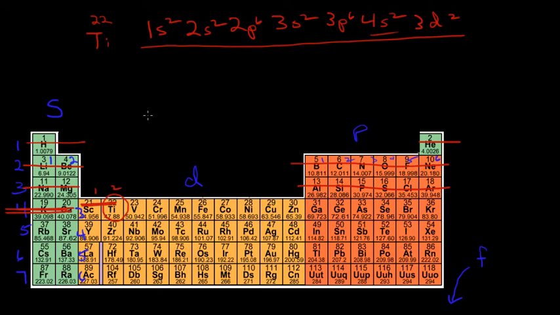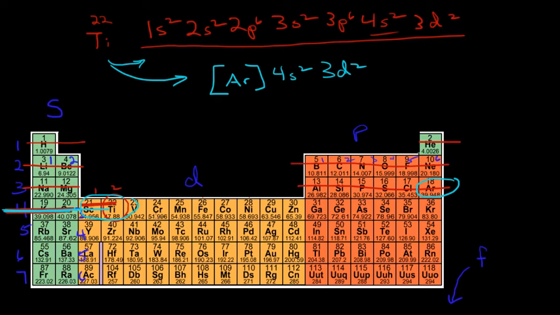But again, we can use noble gases. The closest one going backward is going to be argon. So it fills everything up to argon, and now we just write down the rest of it. This is going to be 4s2, and then this part is going to be 3d2, and these two would be the same thing. And we did that all just using the periodic table.